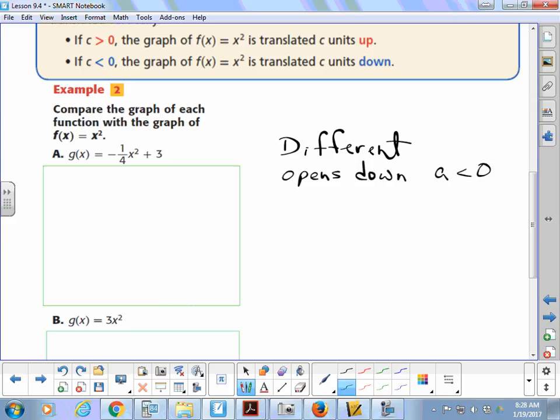All right, when we were talking about a, we said either it opens up or down, or it's wider or narrower. Okay, so in this case, would it be wider or narrower? Wider. Okay, so since a is equal to negative 1/4, that causes it to open down, and because the absolute value of that is less than 1, it means it's going to be wider.